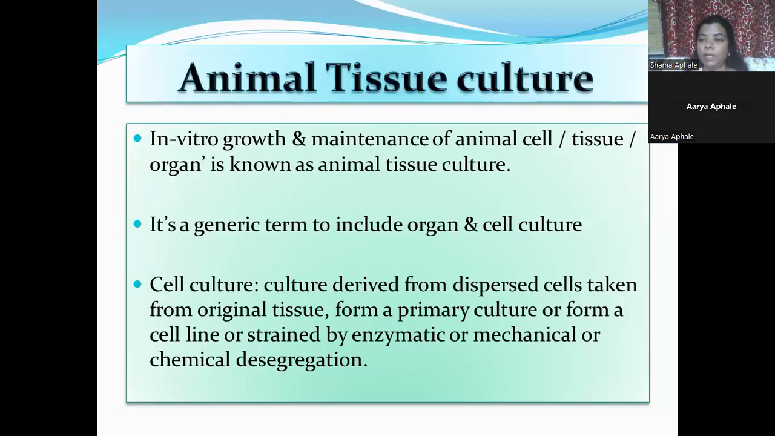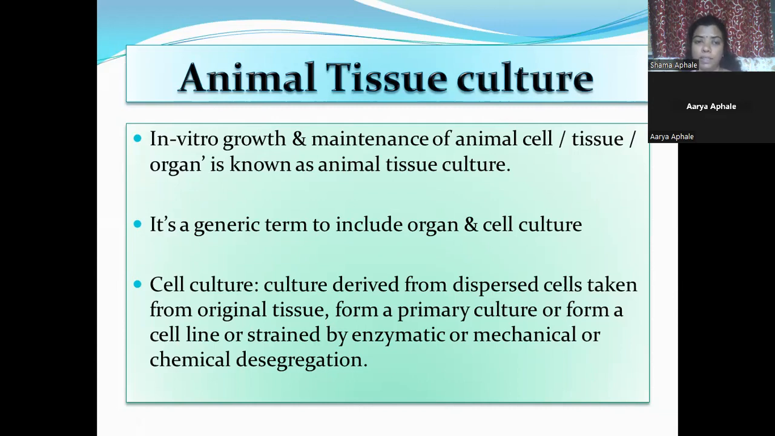So here is the actual definition of animal tissue culture: the in vitro growth and maintenance of animal cells, tissues, and organs is known as animal tissue culture. It's a generic term to include organs and cells, and the main motto of animal tissue culture is to obtain in vitro, sustainable, long-term usage of these tissues and cells.